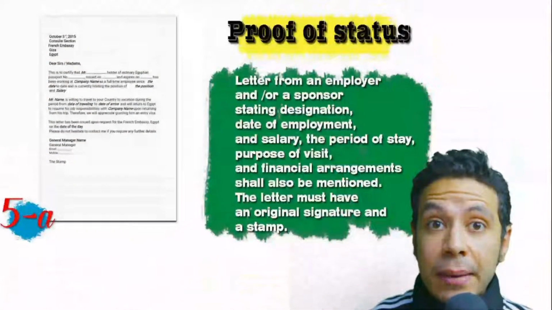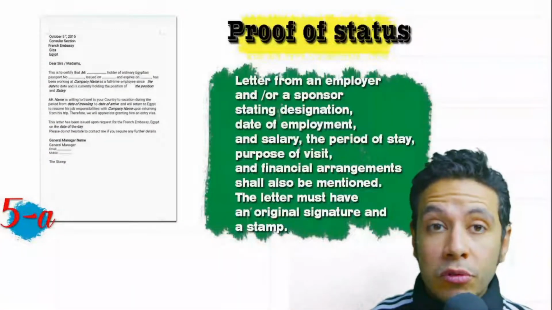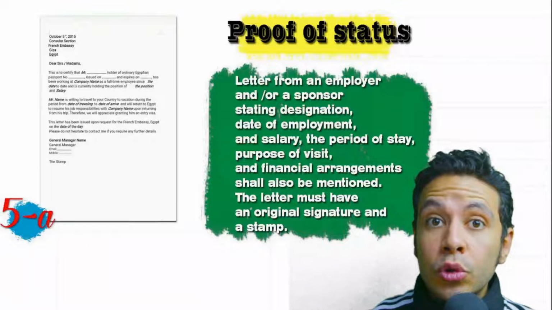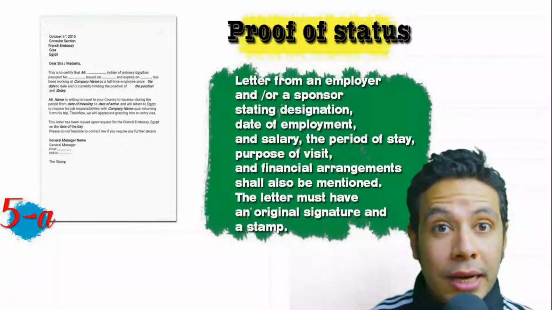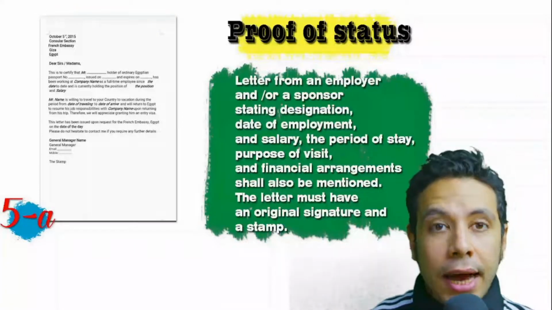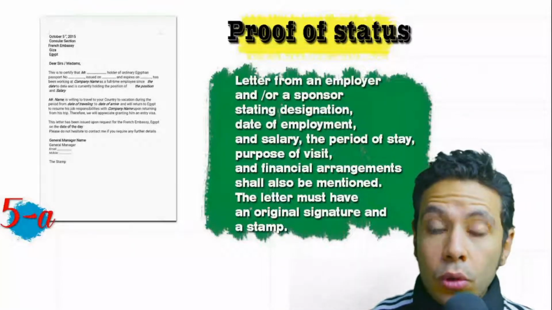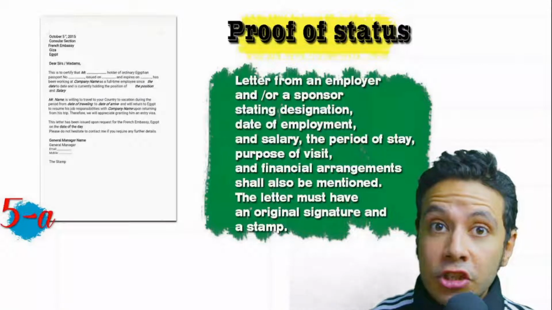In most visa application processes, you will be required to provide a proof of status. For example, if you are an employee, you will have to provide a letter from your employer or from your HR department mentioning your name, your work details, and your salary. Both the address and contact numbers should also be mentioned in that letter. And all letters must have an original signature and a stamp.